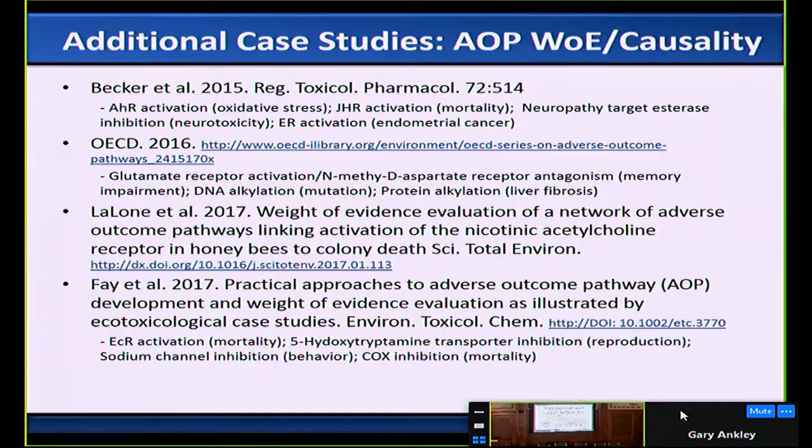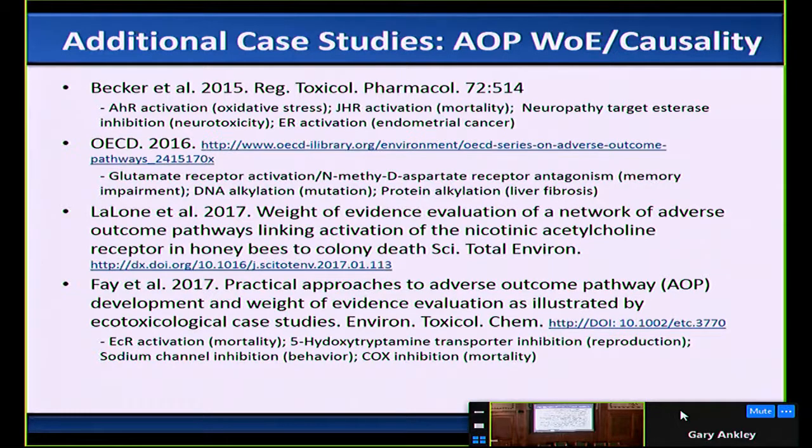Now, I blew through that example fairly quickly. I could easily spend a couple hours talking about all the nuances, but I wanted to let you know that there are a number of other resources out there that show how this weight of evidence causality approach can be applied to AOPs. For example, in the Becker et al. paper in Regulatory Toxicology and Pharmacology, there's a number of examples for both human and ecological endpoints. Different molecular initiating events are listed here, as well as the adverse outcomes in parentheses.